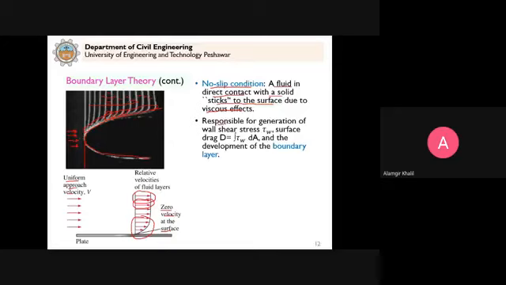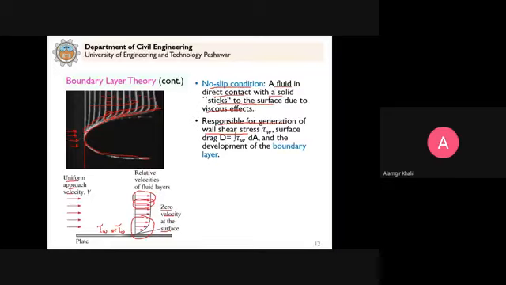Responsible for generation of the wall shear stress. Because of this velocity gradient, we have the wall shear stress that is generated here, and this is what we studied in the pipe flow also, tau naught or tau W. In some books it is denoted by tau W, in our book it is denoted by tau naught. The wall shear stress that is developed because of this velocity distribution diagram, resistive forces that are developed.